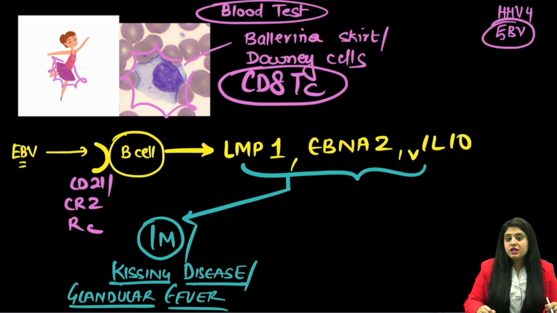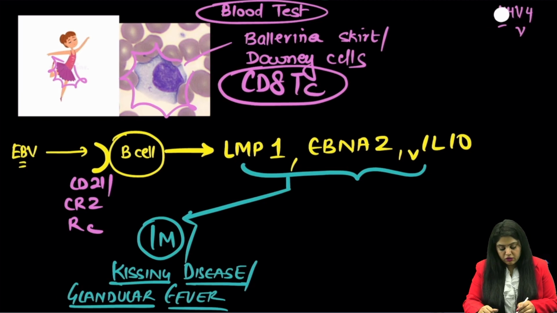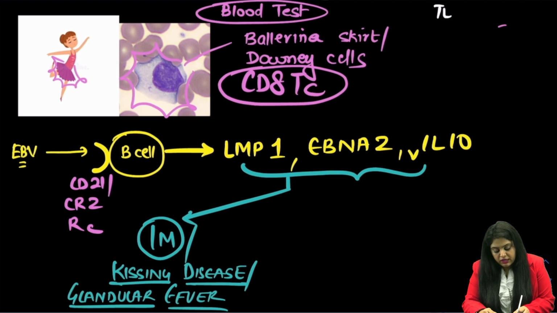That is what you have for Downey cell. So this is ballerina skirt or Downey cell, which you see in infectious mononucleosis. But if you're still not happy about it and you say that no, a blood test is not going to do the diagnosis, what are the tests that you can do? I think everyone knows a very famous test called the Paul Bunnell test.